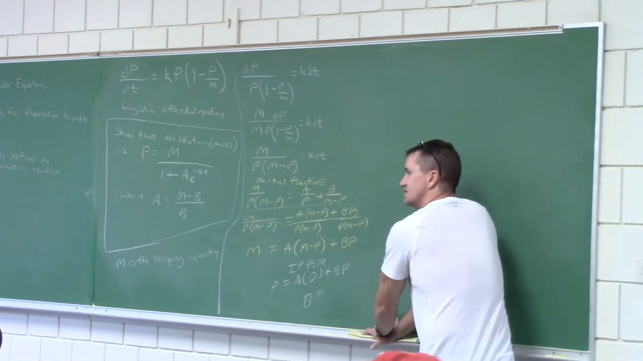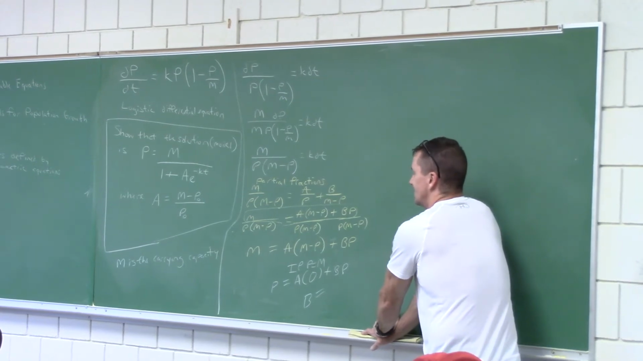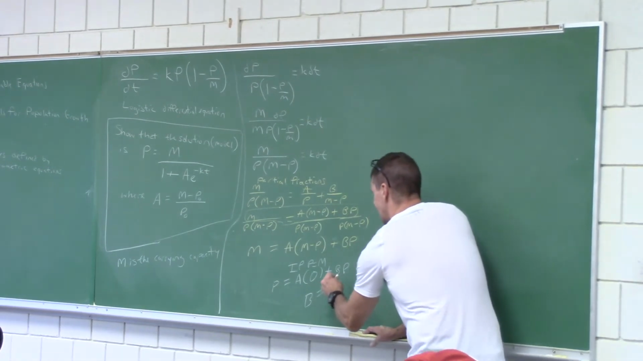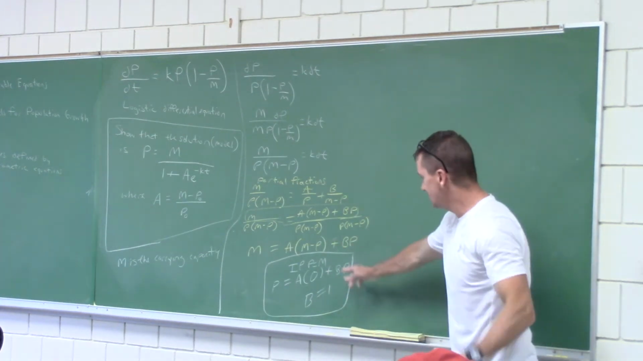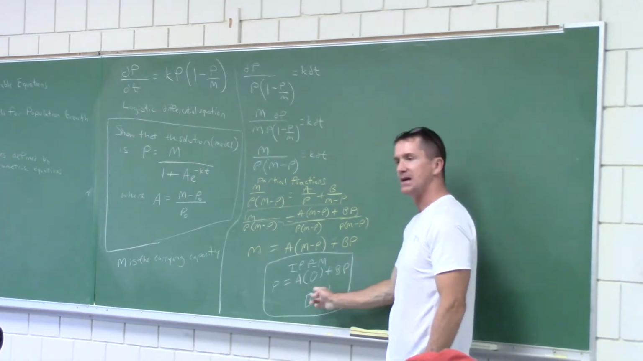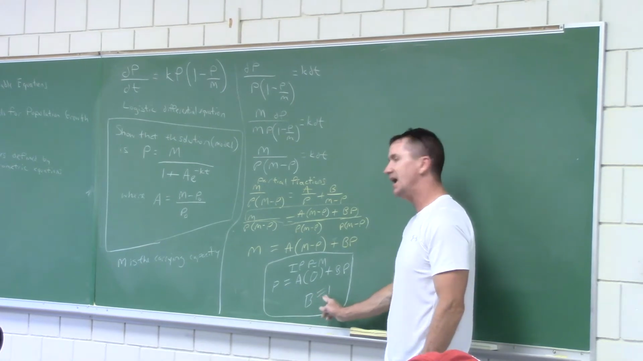We just found one of the letters. What would B equal? P equals M, so P times A times 0 plus BP, and B equals 1. Now I hope A is just as simple.